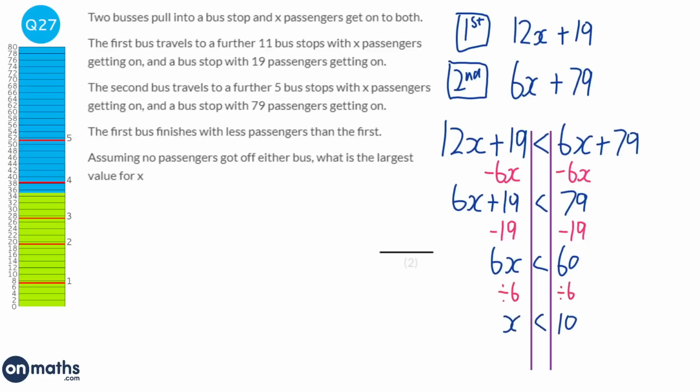Now, it says here, assuming no passengers got off either bus, what is the largest value for X? Now it is tempting to write down 10, but it says X has to be less than 10. So the biggest number we can get that is less than 10 is 9.